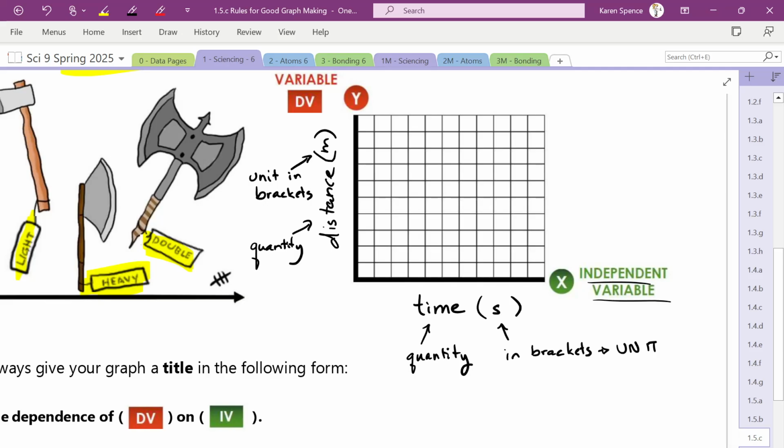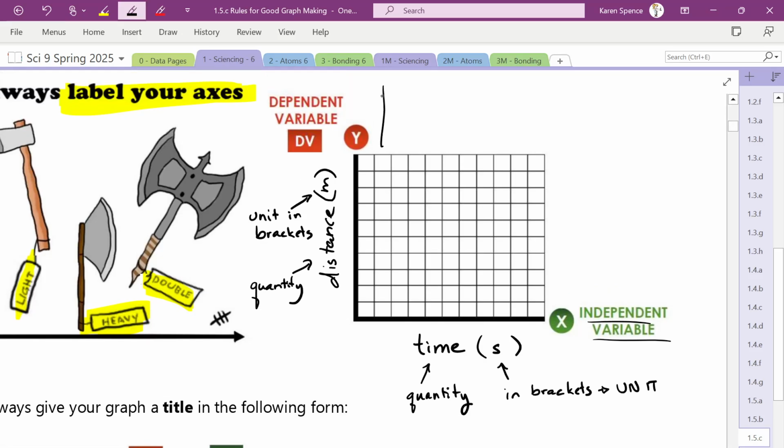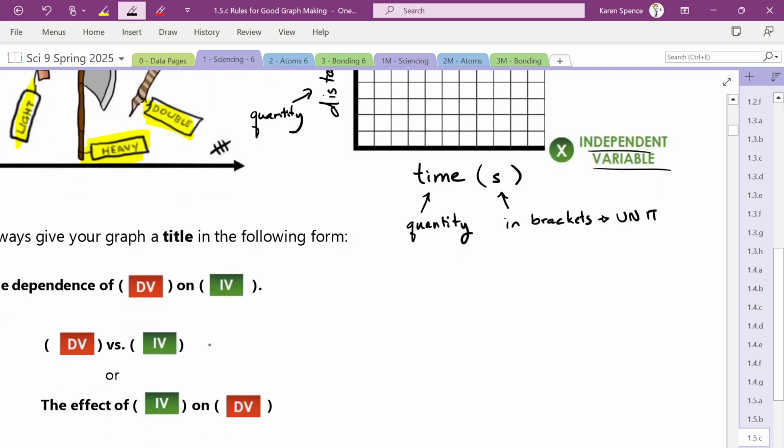So you need to label your axes. You also need something up at the top. You always have to have a title. And there are several ways to write a title, but I'm going to teach you the easiest one of them. The easiest one is dependent variable versus independent variable.